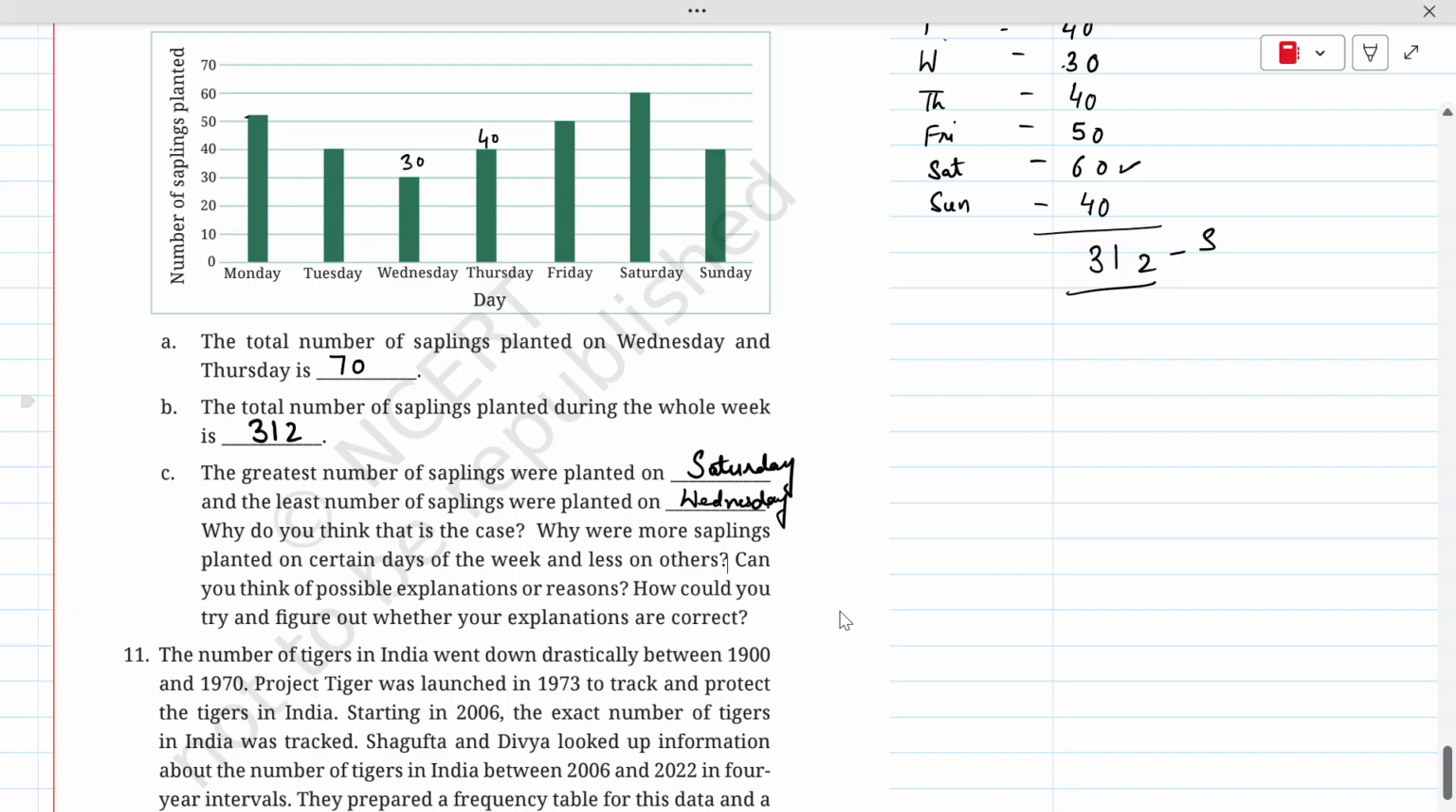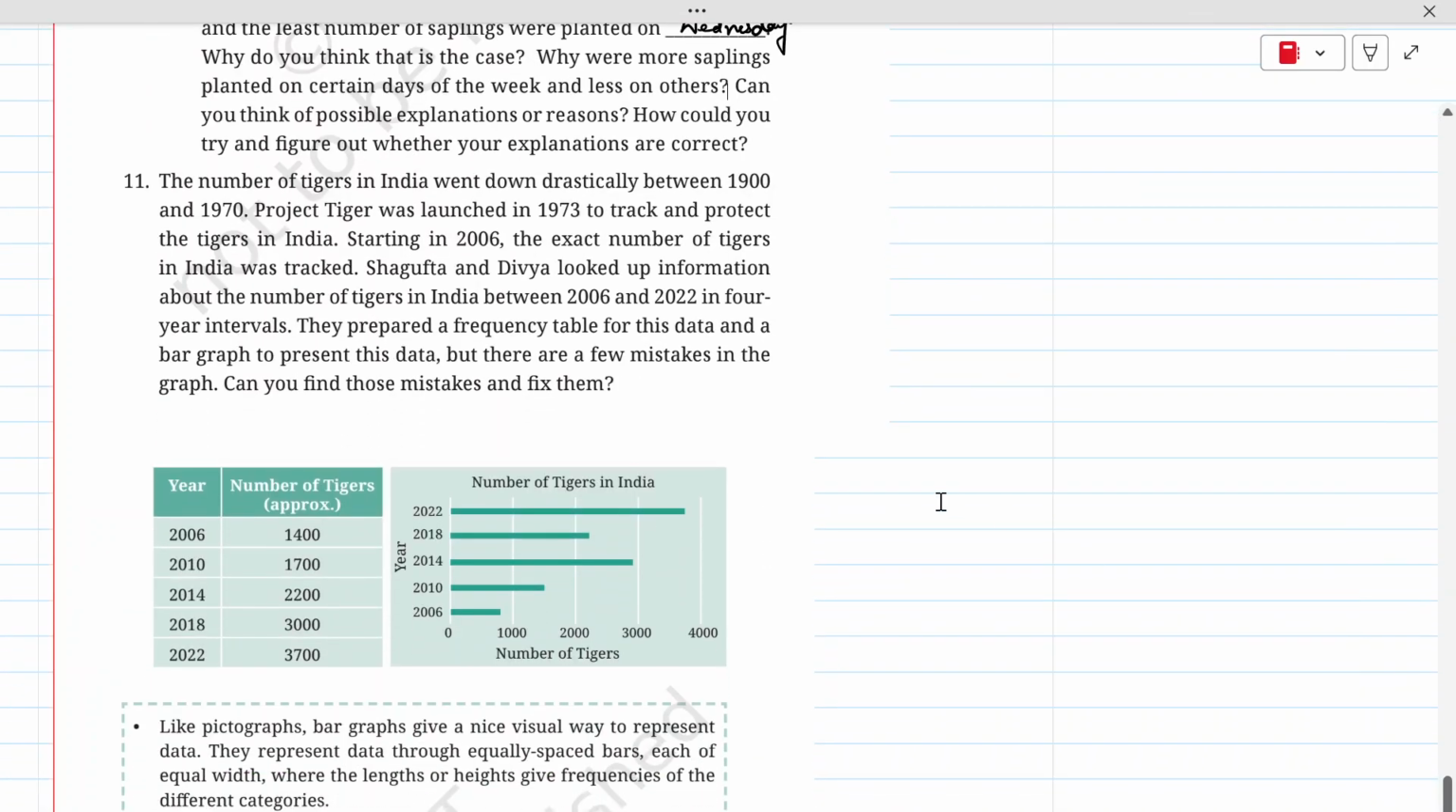Okay. Next is the last question we have here. The number of tigers in India went down drastically between 1900 and 1970. So between these 70 years, the number of tigers went down, and the Project Tiger was launched in 1973, after 3 years of this, to track and protect the tigers in India. Now, starting in 2006, the exact number of tigers in India was tracked. So the tracking started in the year 2006.